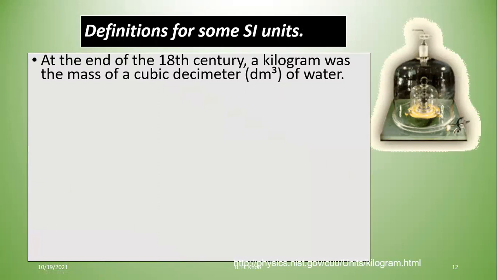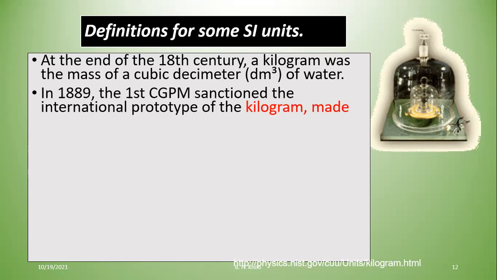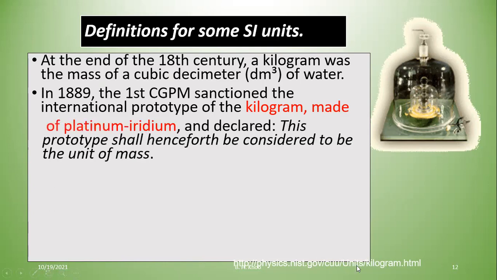At the end of the 18th century, a kilogram was the mass of a cubic decimeter of water. If we use water as a standard, then we find it's not suitable, because water has impurities and it changes with temperature. So in 1889, the first CGPM sanctioned the international prototype kilogram. This is a kilogram, specially made of platinum and iridium, and they declared that this prototype shall henceforth be considered the unit of mass. Right? Don't allow simply anyone to touch it.